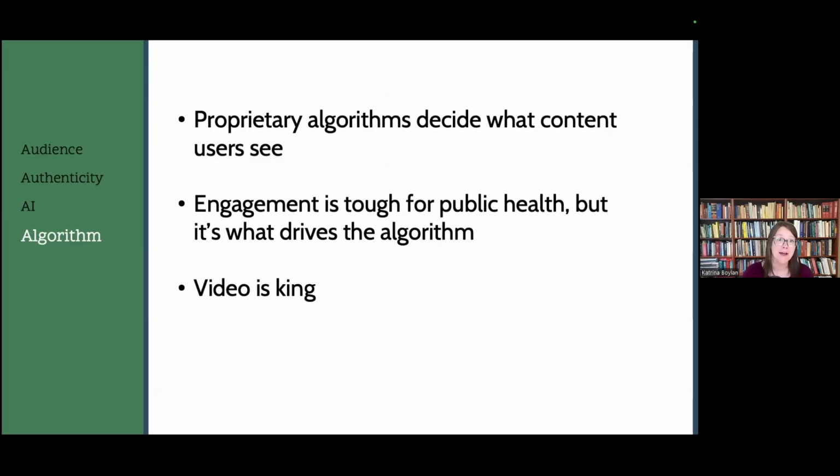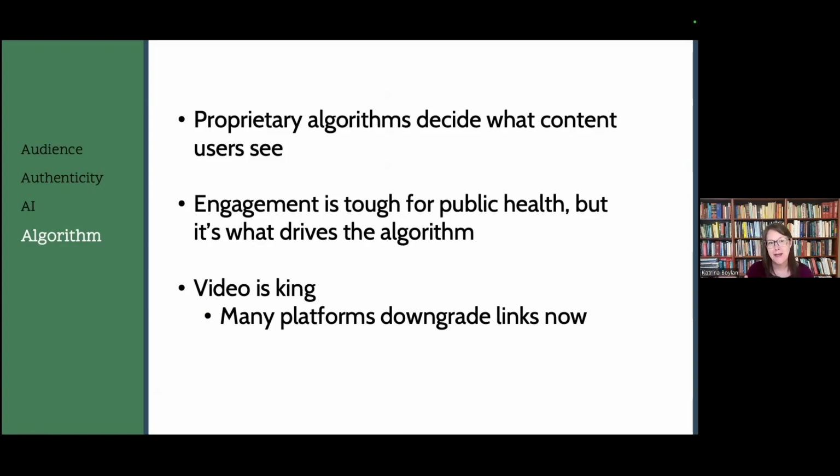And that's video. Pretty much all of the algorithms now prioritize video and, in fact, are downgrading links. I know Facebook will downgrade a link. In fact, Facebook hates links. LinkedIn is a little cagey about whether they do. Anecdotally, it seems like they do, but they swear they don't. To my knowledge, the only platform that doesn't specifically downgrade links is Blue Sky.